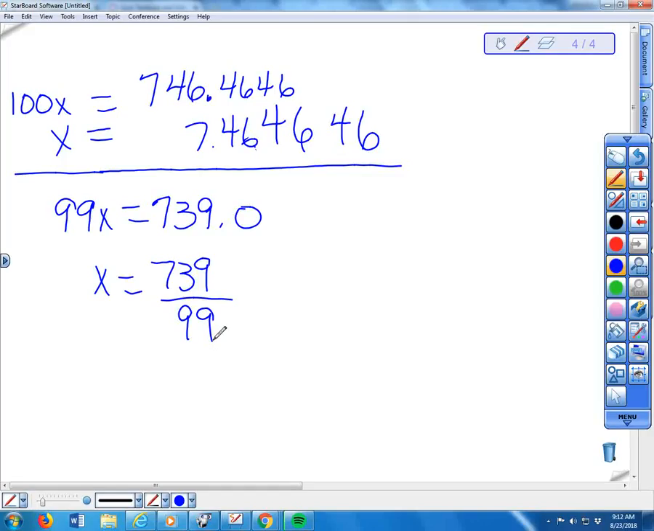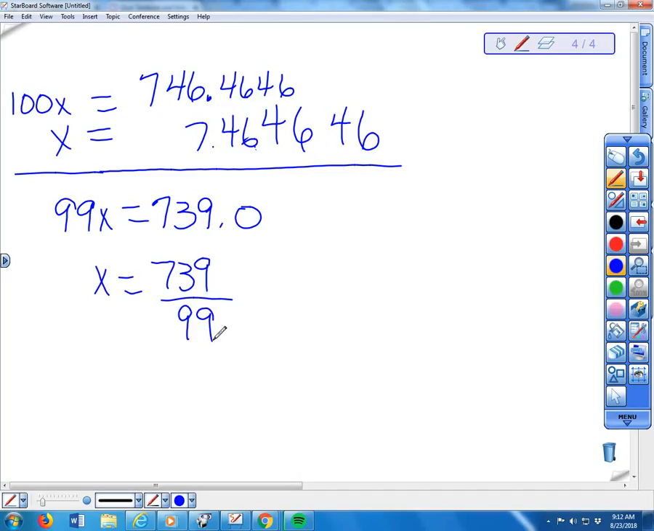Put that in your calculator. 739 divided by 99. This is a great way to check your math. 7.464646. Okay? Now, WebWork may not like this answer. They may want it simplified, so make sure you're always reducing your fractions, or WebWork won't take your answer. It has to be in the most simplified form.